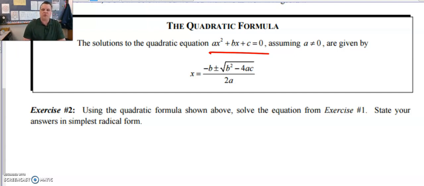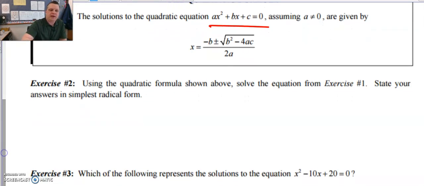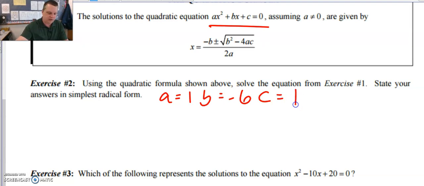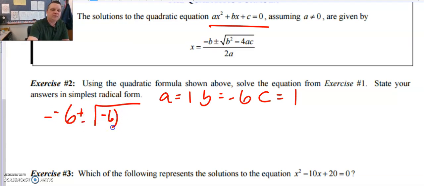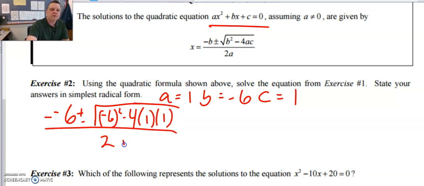Now, if we wanted to use the quadratic formula shown above from the equation in exercise 1, you would identify your a is 1, your b is negative 6, and your c is also 1. And then you just plug it in. So negative 6 plus or minus square root of negative 6 parentheses squared minus 4ac all over 2a.